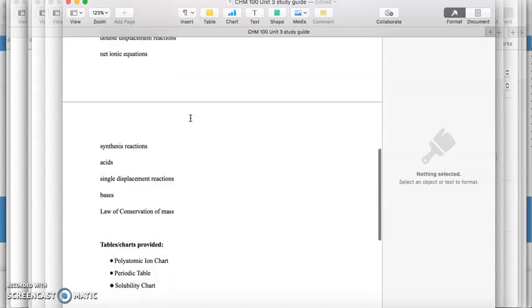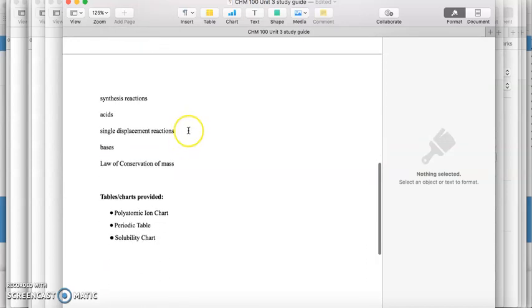And then you have your acids and bases. What is meant by that is the definition. All right, not solving a problem with them, just the definition. So again, look up all these, they're in the slides.